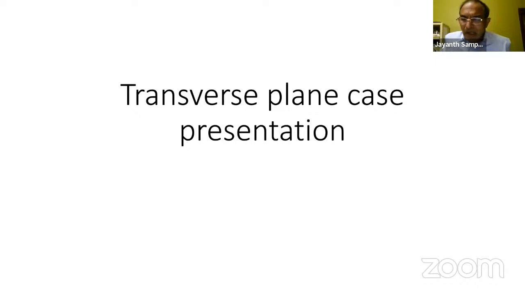So I just want to quickly present a case that illustrates transverse plane problems. Until now, we have focused the last 2 webinars plus, heavily on the sagittal plane. And I just thought I'd introduce the transverse plane. This is just an illustrative case, just to show how we look at transverse plane problems.